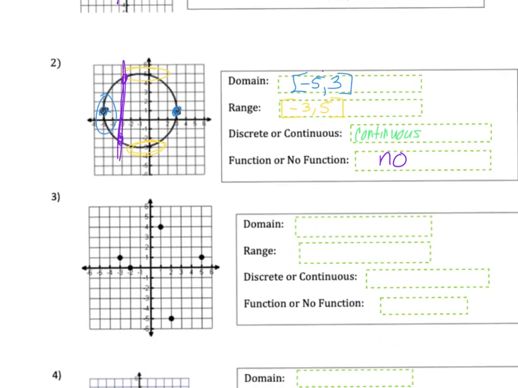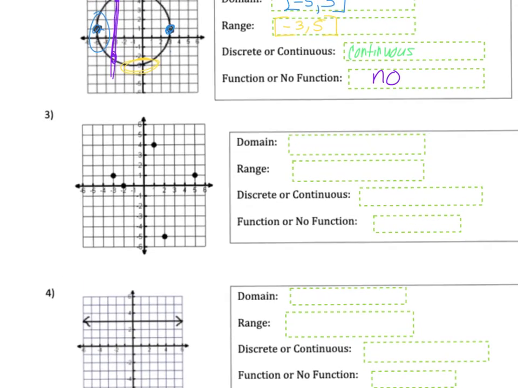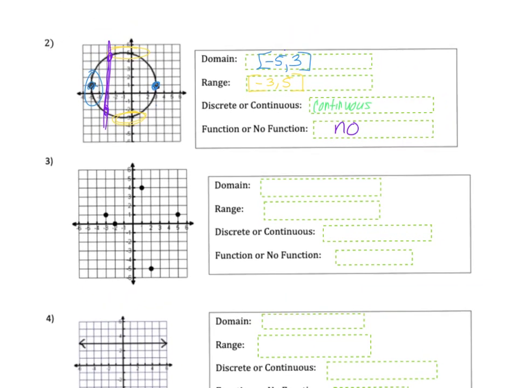All right, number 3, I'm going to go ahead and work for you because I know this is a little different from 1 and 2. It's pretty easy, but it's so different from the others, it's easier to forget. So we're still being asked for the domain and the range.